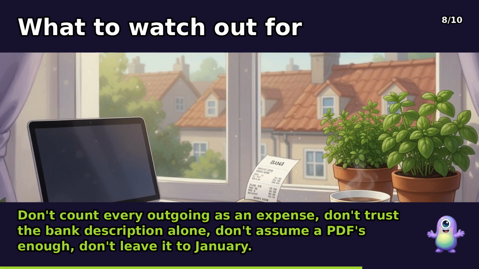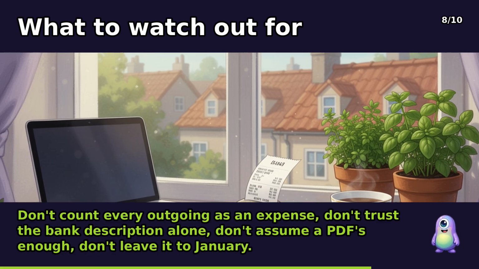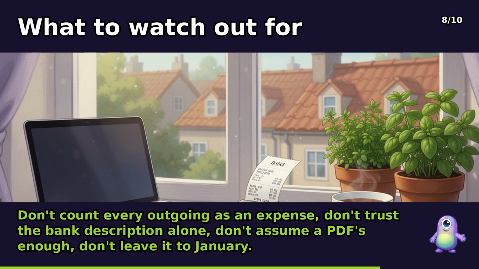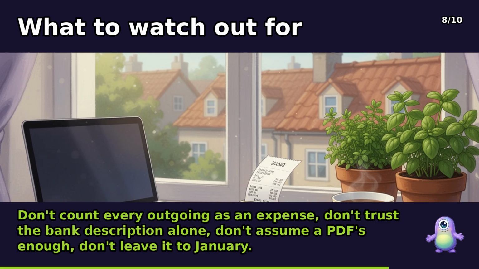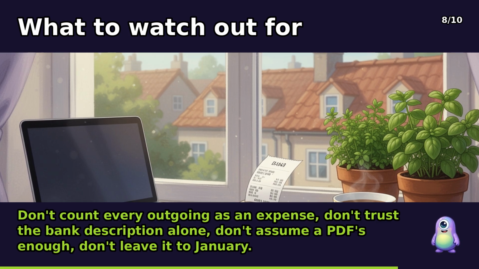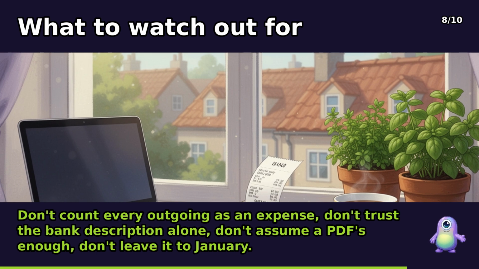A few traps to avoid. Don't count every outgoing as an expense. Personal spending, transfers and drawings need separating. Don't rely on the bank description alone, keep receipts and invoices for proof. Don't assume a PDF is enough. And don't leave categorization until January. The painful part isn't getting the statement, it's deciding what every line means.